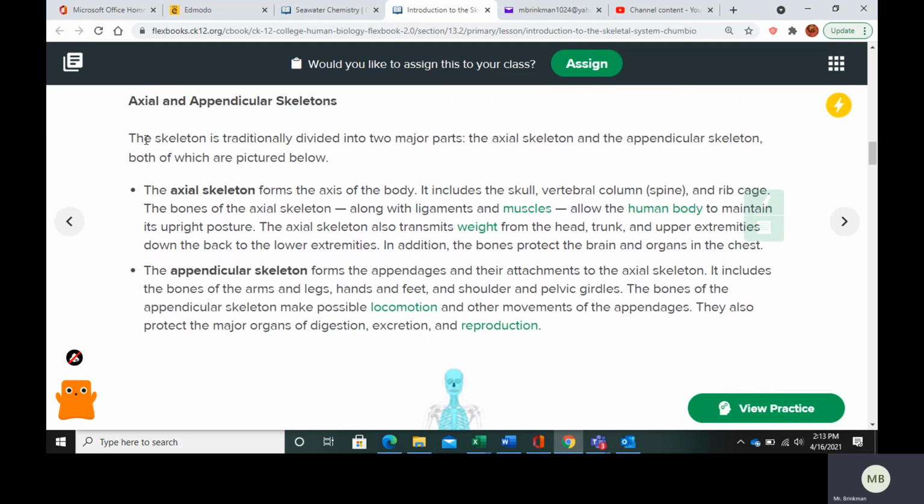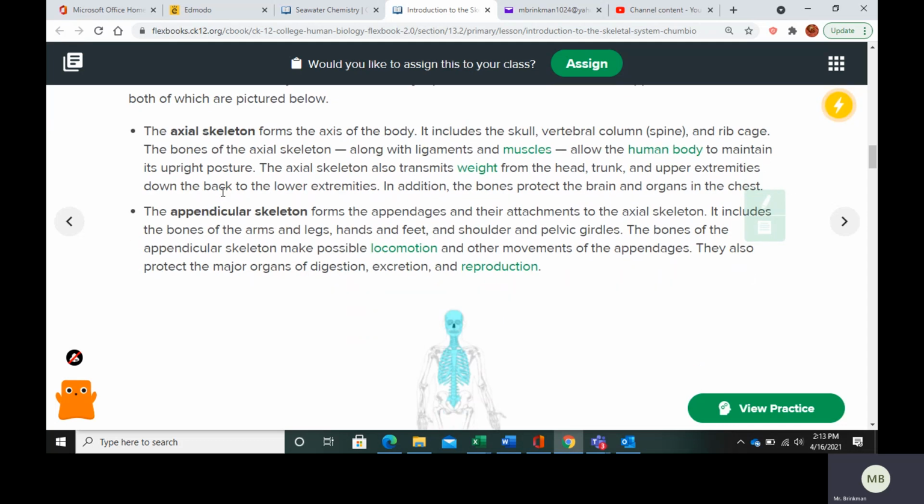Now your skeleton is divided into the axial and appendicular skeletons. The axial skeleton is going to be this part. It's your head, your vertebrae, and your rib cage. So that's like the axis of the body.